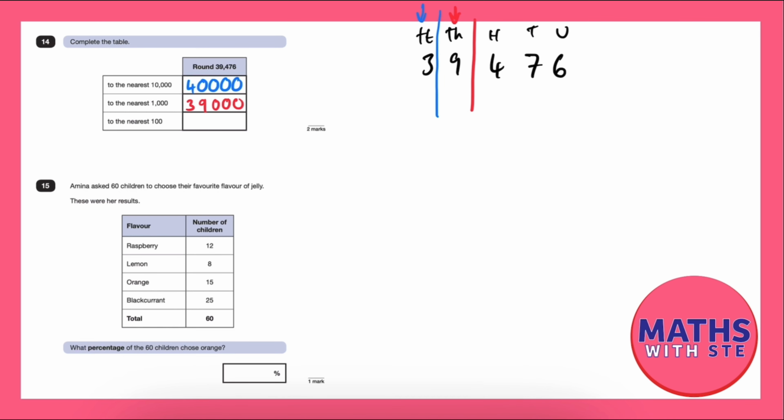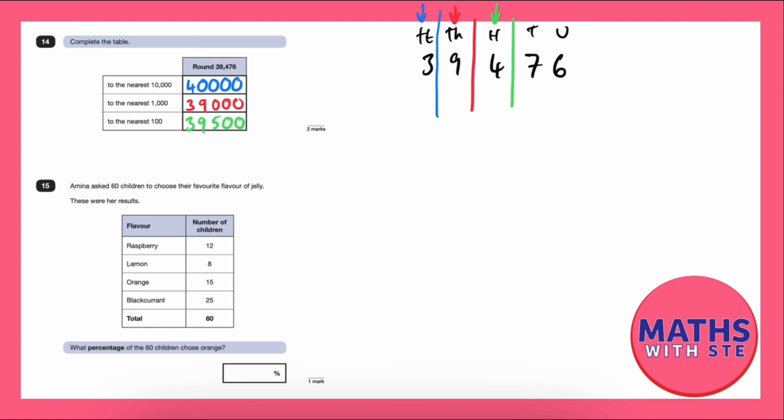Okay, and finally the 100. We want to the nearest 100. So now it's on this one. I put a line next to that. The 3 and the 9 can stay the same, so I can just put them straight in. 3, 9. And then I look at the 4, and then I go, right, okay, what's to the right of it? 7. 7 is 5 or above. Therefore, the 4 will go up 1 to 5. How many numbers after it? 2 numbers, so there's 2 zeros. 1, 2. There we go, done. 2 easy marks.